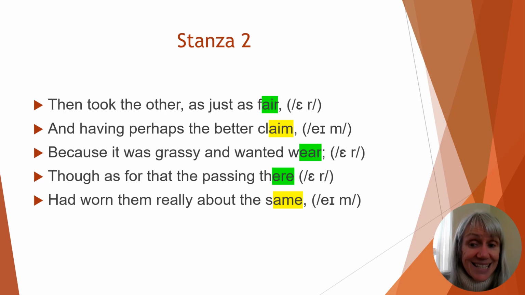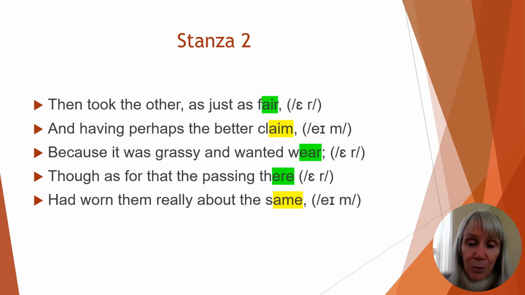And moving on to the second stanza, the second paragraph. Then took the other as just as fair, and having perhaps the better claim, because it was grassy and wanted wear, though as for that the passing there had worn them really about the same. So we have three green words again, because our rhyme scheme is A, B, A, A, B. So all our A's are in green, our B's are in yellow. And that's where our rhyme scheme comes from.